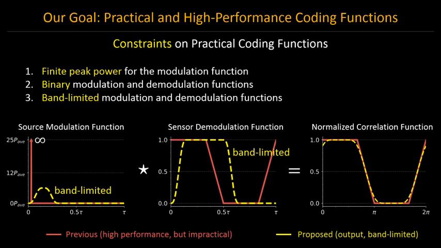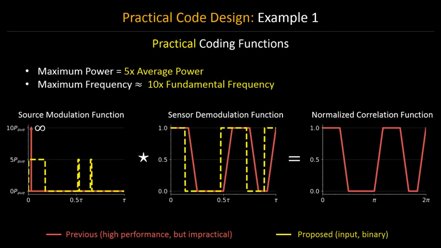While the input functions given to the system are required to be binary, the output functions after passing through the system have a limited bandwidth. So, the binary constraint is applied on the input functions, whereas the band limit constraint is applied on the output functions. The output functions produce the final correlation functions. As an example, we apply our approach to the Hamiltonian coding function family with a pre-specified set of hardware constraints.